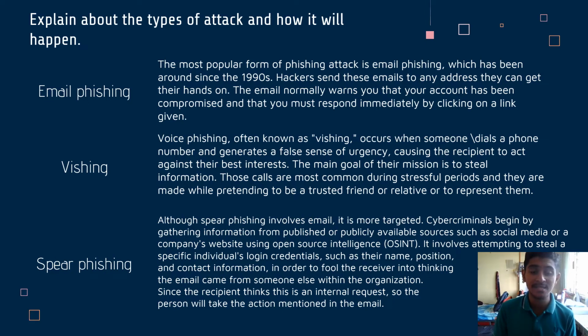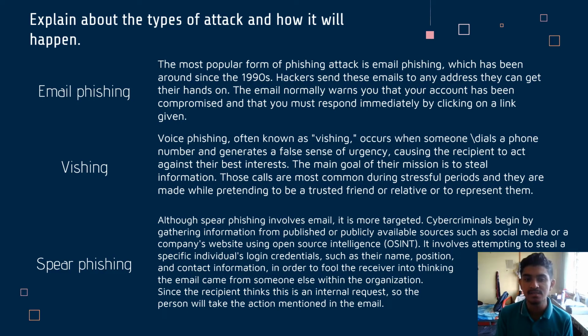Following with the last one, that is spear phishing. Although spear phishing involves email, it is more targeted. Cyber criminals begin by gathering information from publicly available sources such as social media or the company's website, using open source intelligence, or OSINT. It involves attempting to steal a specific individual's login credentials, such as their name, position, and contact information, in order to fool the receiver into thinking the email came from someone else within the organization.